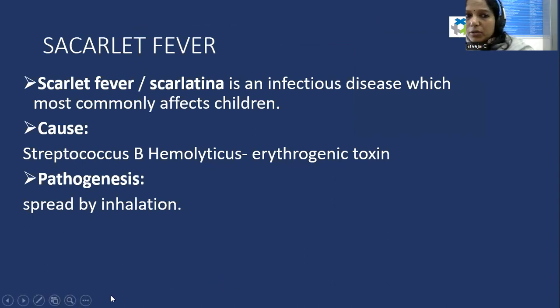So scarlet fever or scarlatina is an infectious disease which most commonly affects children. The cause is beta hemolytic streptococci, which release erythrogenic toxin. This erythrogenic toxin affects the blood vessels and causes damage to the blood vessels, and thereby you have these red lesions. The pathogenesis is usually that the infection spreads through inhalation from an infected child.